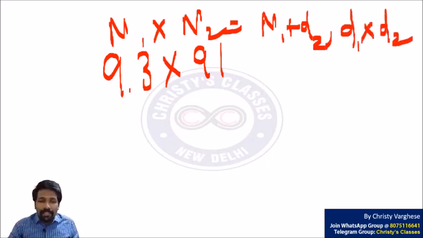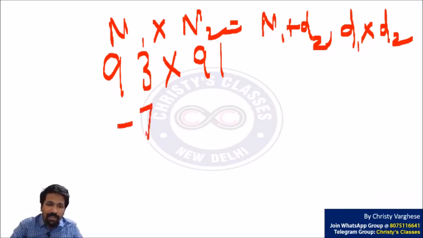But the distances here, obviously, distance means distance from 100. That means N1 minus 100 is D1, N2 minus 100 is D2. That means 93 minus 100 is not plus 7, it is minus 7. 107 is plus 7 away, 93 is minus 7 away, and 91 is minus 9 away. If you understood that much, then the method is exactly same.